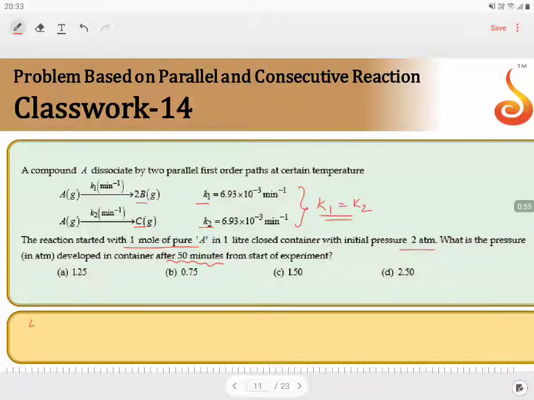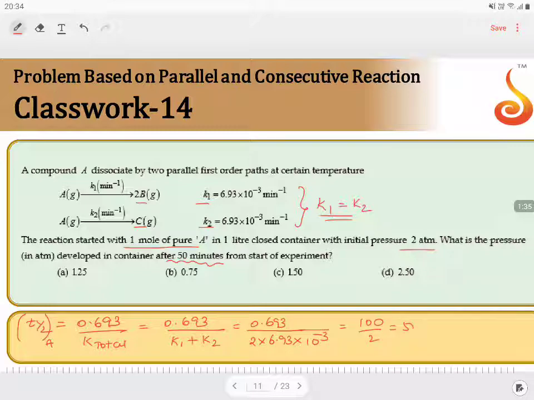If I am taking T half is equal to 0.693 by K total, this is for the overall rate constant with respect to A. So T half of A is equal to 0.693 by the overall rate constant, or K total, which can be given as K1 plus K2, which is equal to 0.693 by 2 into 6.93 into 10 power minus 3, which is equal to 100 by 2, that is 50 minutes.